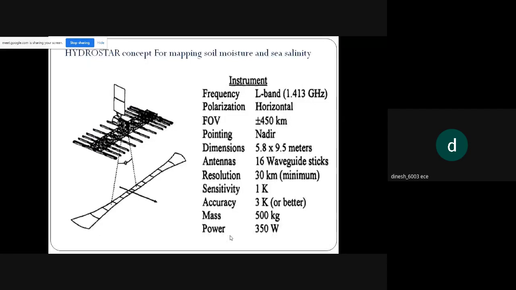Next is the Hydrostar concept for mapping soil and sea salinity. The presence of salts in sea, how much amount, can be determined using this Hydrostar. So the frequency band is L band, 1.413 GHz with horizontal polarization, field of view of plus or minus 450 kilometers with the nadir point, dimensions of 5.8 by 9.5 meters, antennas having 16 waveguide sticks, resolution of 30 kilometer minimum, sensitivity of 1 Kelvin, accuracy of 3 Kelvin or better, with a mass of 500 kilogram and a power operating at 350 watts. This is the example of Hydrostar, which is used for soil moisture and sea salt level.